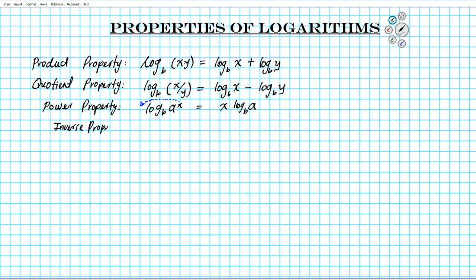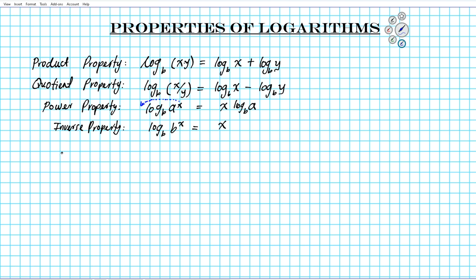All right, and then the last one, this one basically serves the purpose of simplification. Inverse property. If you have a situation where the base of the log and the base of your exponents are identical, then you have a cancellation action happening since they're inverse operations, and you're just left with the value of the exponent x.